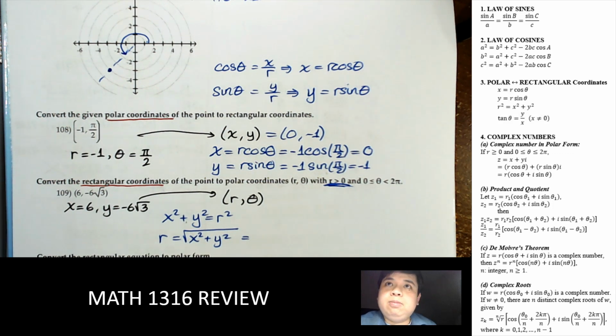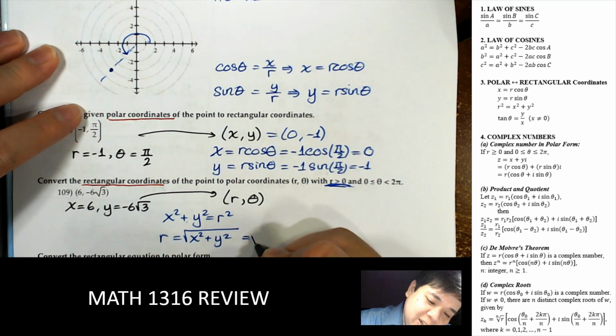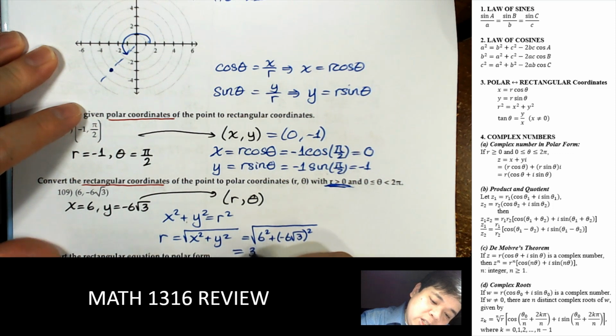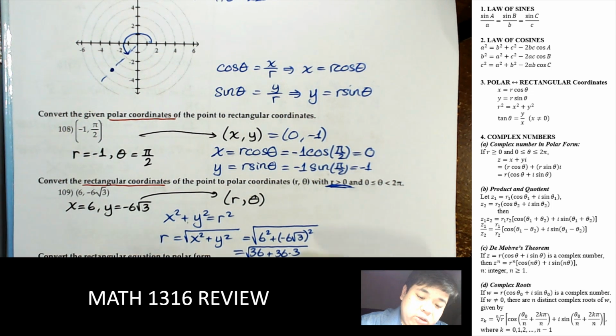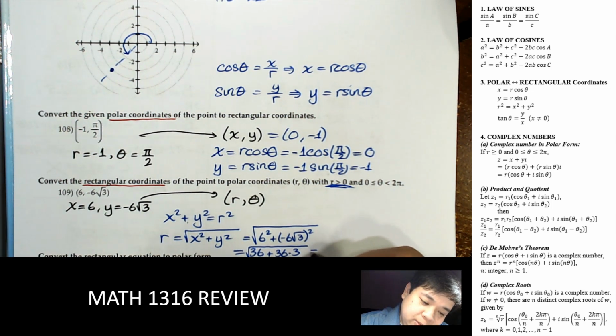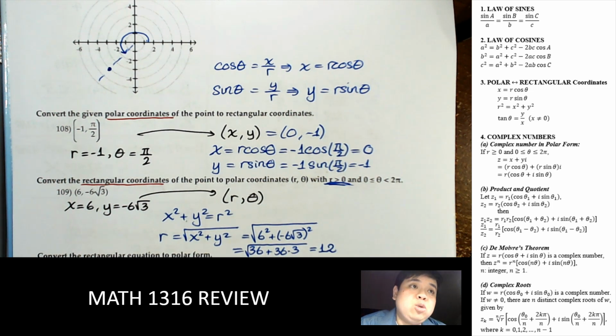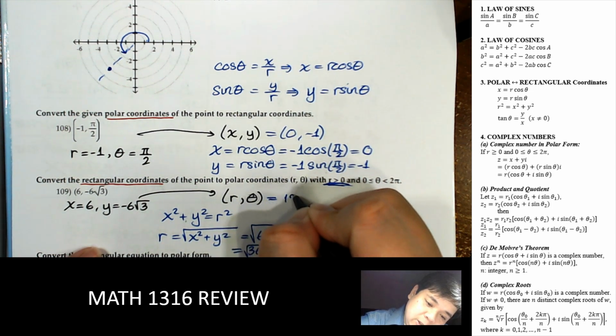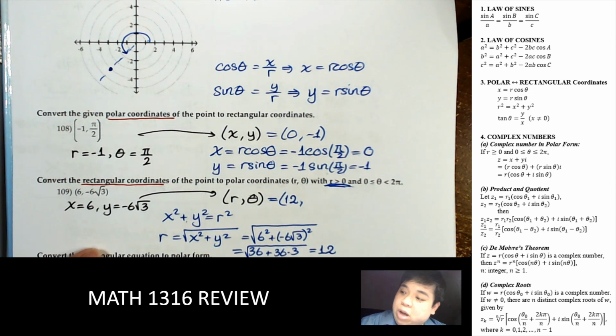Actually, I'll just do it by hand. 6 squared plus (-6 square root of 3) squared. So 6 squared is 36, and 6 squared is 36 again times 3. So that's 36 times 4, which is 144. So this is going to be 12. The square root of 144 is 12. So r is 12. Just don't know the angle yet.